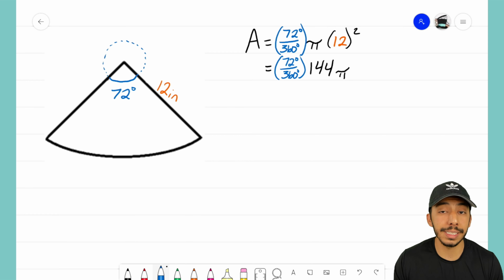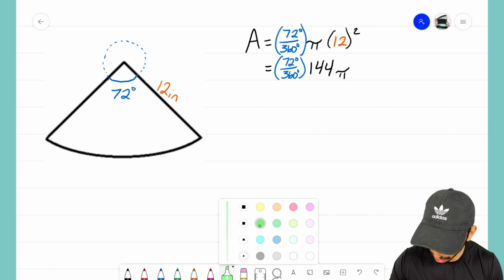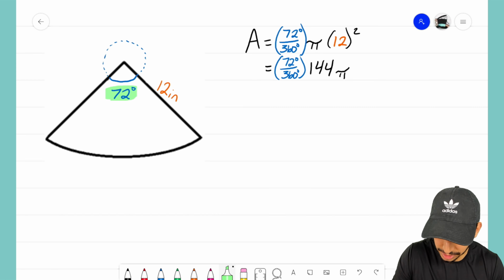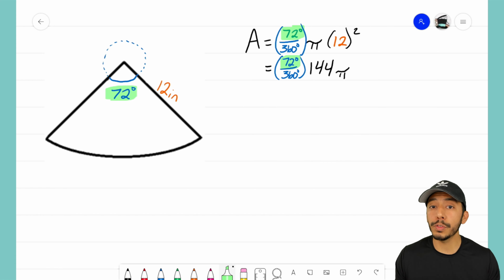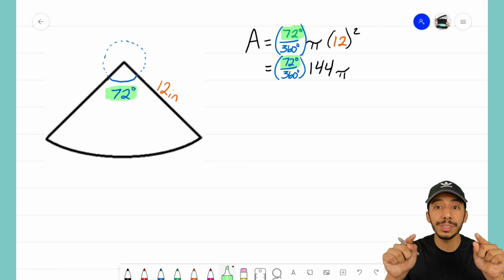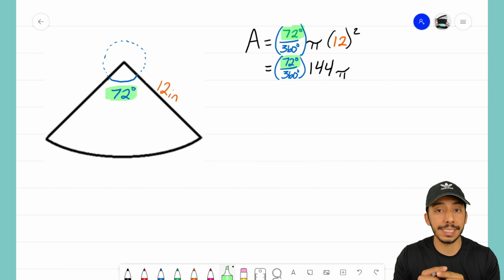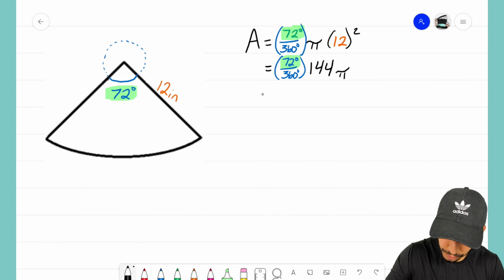When you're working on these problems at home and you're looking at your sector of the circle, whatever that angle is that you have, in our case, our angle here is 72 degrees. That's the number you're going to put as the numerator for your fraction. It'll always be over 360 because the angles inside of the circle add up to 360. But we want our piece of the pie. So I know it's going to be 72 out of 360.